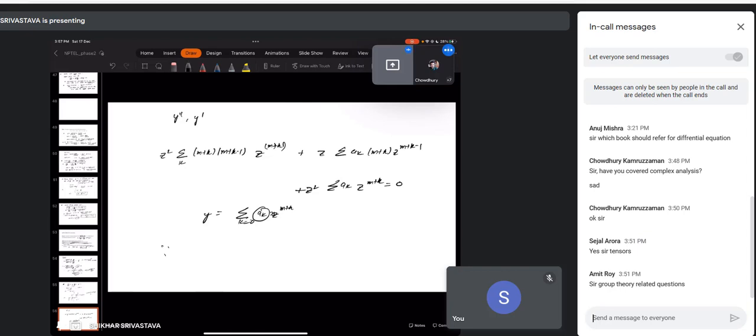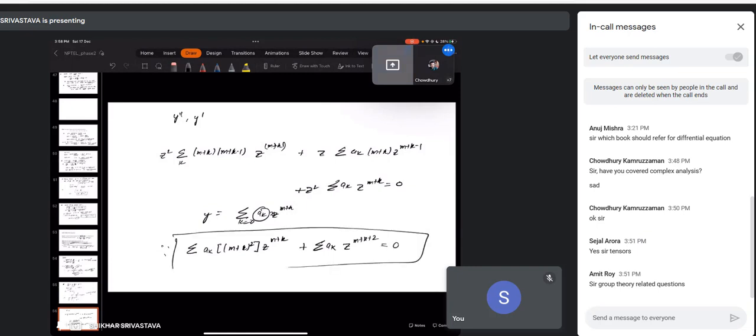So what you will do is that I'm writing the final equation because I think I have it there. So it will be something like this: m plus k whole square z to the power m plus k plus exponential ak. So this is the final form which you'll get when you calculate this y prime, y double prime, and put this back into the original equation.